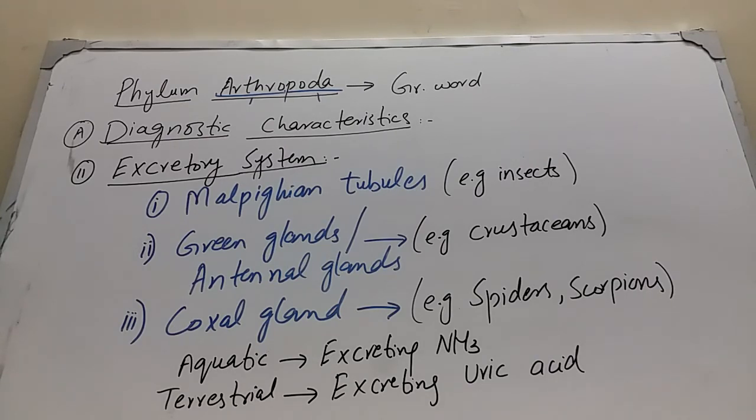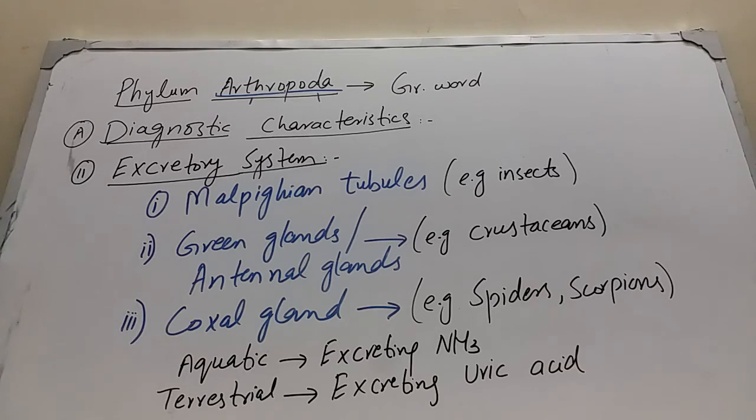And next is about the excretory system. Excretion takes place through, first of all, malpighian tubules. Malpighian tubules are the excretory organs found in the insects. Secondly, in case of crustaceans, the aquatic forms, a pair of green glands is present at the base of the antenna. That's why they are also known as antennal glands, and sometimes green glands are also known as maxillary glands.